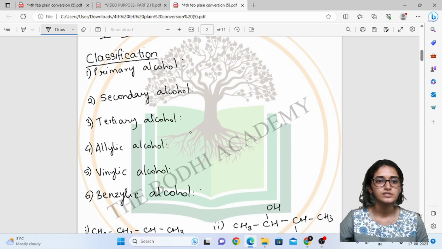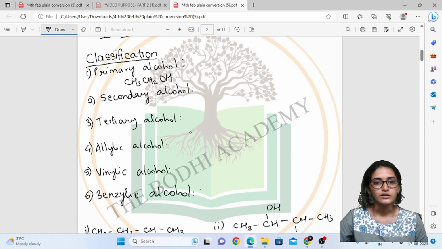So the very first is primary alcohol. I will write a formula over here, CH3CH2OH. Here OH, that is the alcohol group, is attached to a carbon, and that carbon is further attached to one more carbon. So that's why this type of alcohol is termed primary alcohol. Then we will study the secondary alcohol.